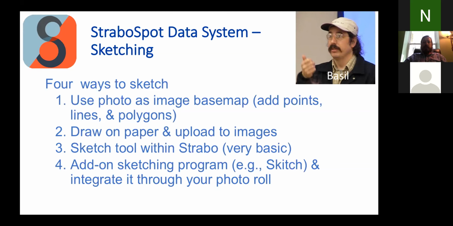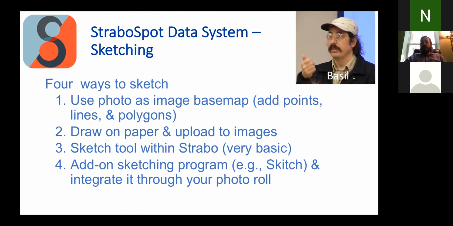One way is to use the photo that you take as an image base map. Alex talked a little bit about that. I'll just add a few sentences to that. The second thing you can do is draw on paper and then upload images. If you want really detailed sketches, this is the way to go.